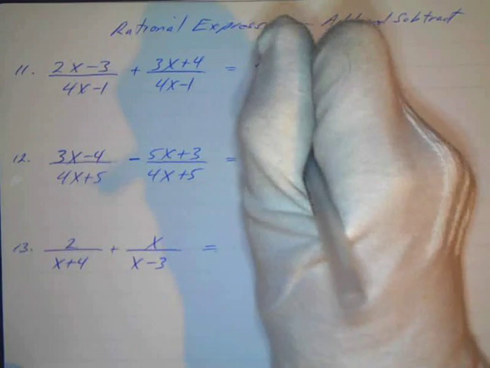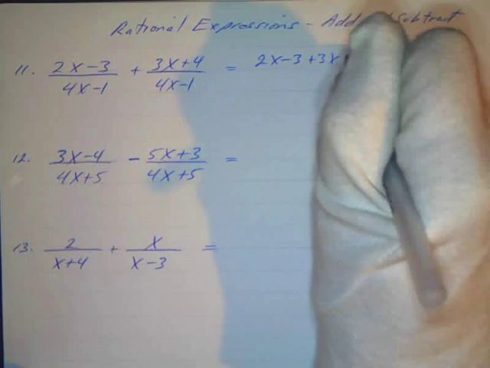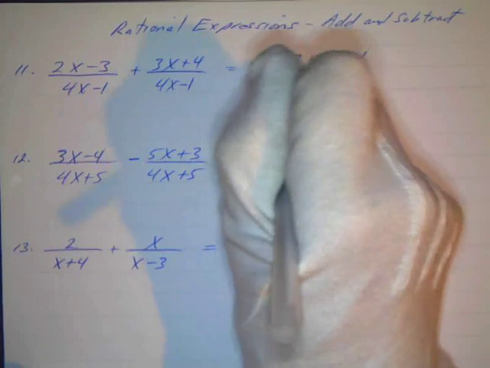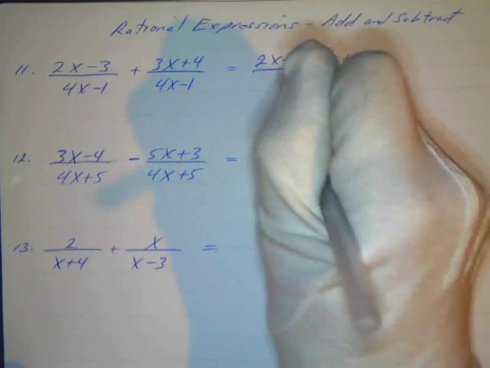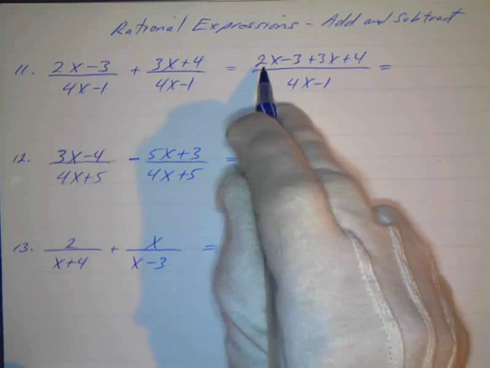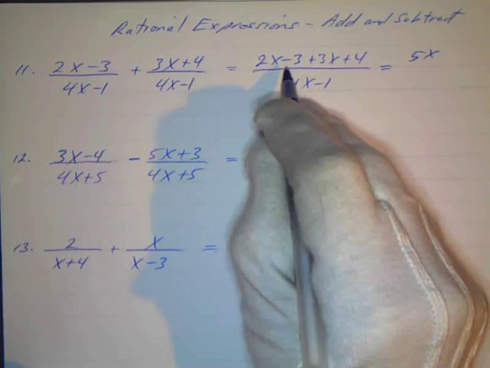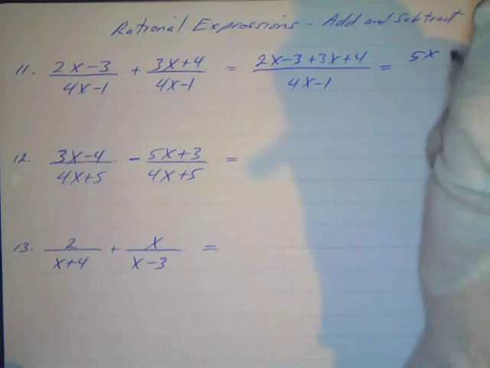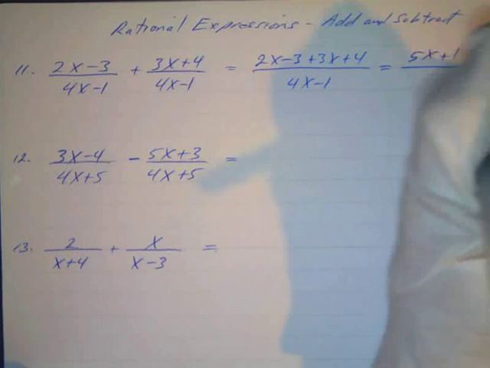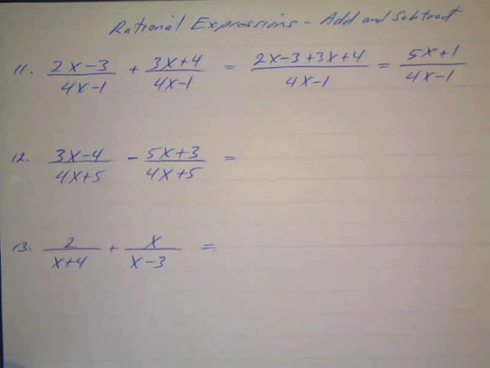So we've got 2x minus 3 plus 3x plus 4 all over 4x minus 1. And we just simplify the top. 2x plus 3x is 5x, so I got 5x. And then negative 3 plus 4, or 4 minus 3 is just plus 1. And that's all over my common denominator, which is 4x minus 1.